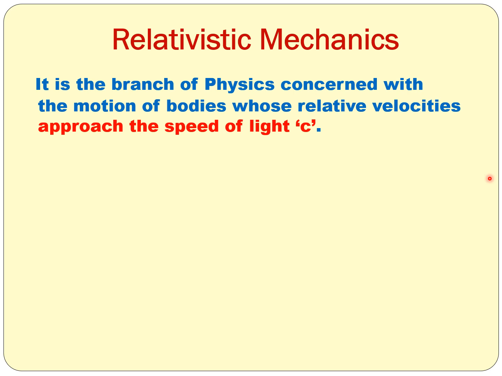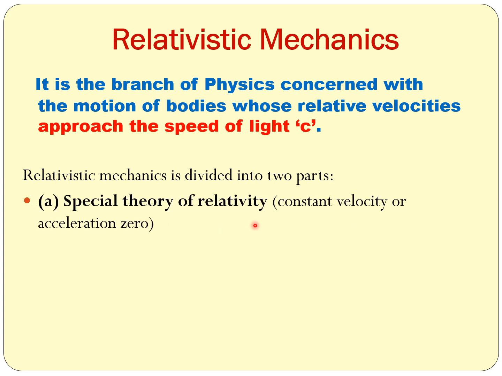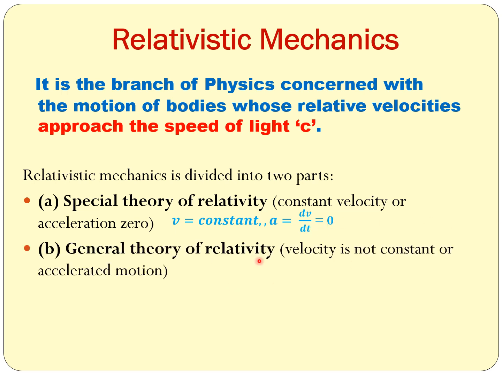So relativistic mechanics is the branch of physics which deals with objects moving with the speed of light or comparable to the speed of light, and it is divided into two parts. First is the special theory of relativity, and it is for objects which are moving with constant velocity, or the acceleration is zero in that case. If v is constant, then acceleration, which means dv by dt, is zero. But the general theory of relativity is applicable to all kinds of motion, whether the velocity is not constant, or for accelerated motions also.